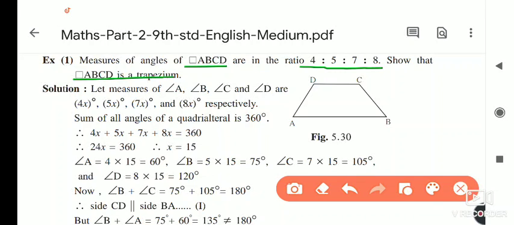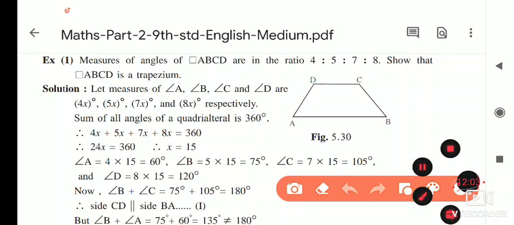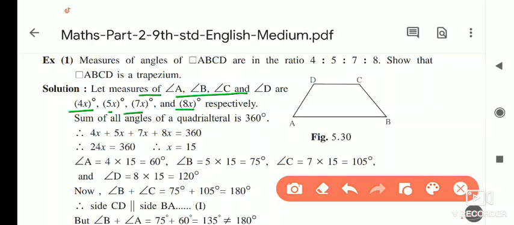And if a ratio is given, we have to take x as a variable with them. So here we have to write: let the measures of angles A, B, C, D be 4x, 5x, 7x and 8x respectively. In this way we have to write its measure.